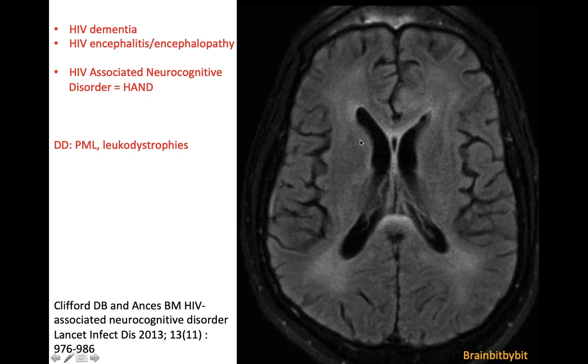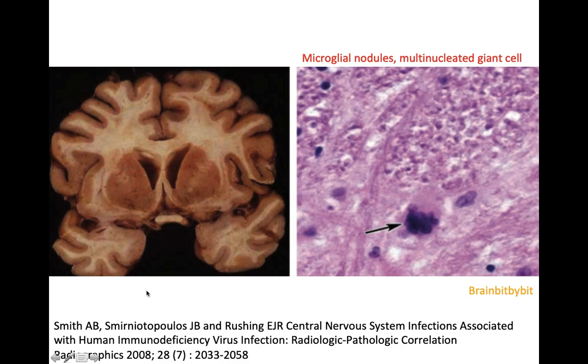On imaging, you can see white matter hyperintensity with sparing of the subcortical U fibers, without mass effect and without enhancement. And in the late stage, when the symptoms are more severe going to dementia, you can also see atrophy. This is an image of a 27-year-old HIV patient with dementia, as it was then still called. And on histology, you can see microglial nodules and multinucleated giant cells, which are the hallmark of this disease.